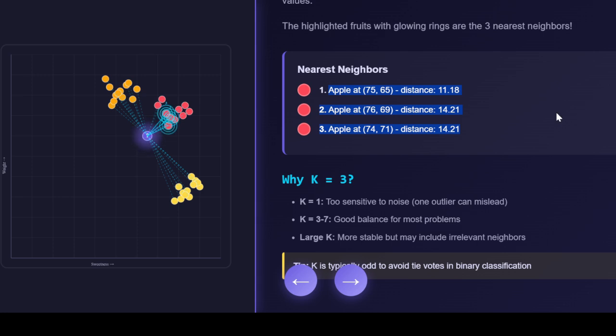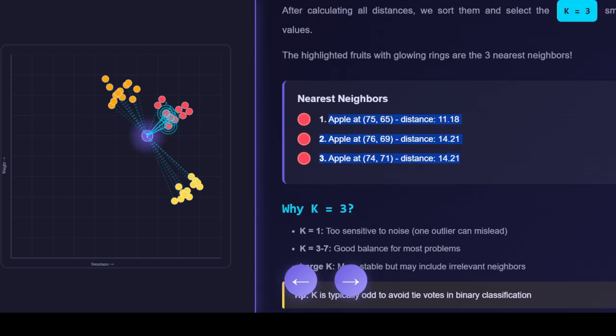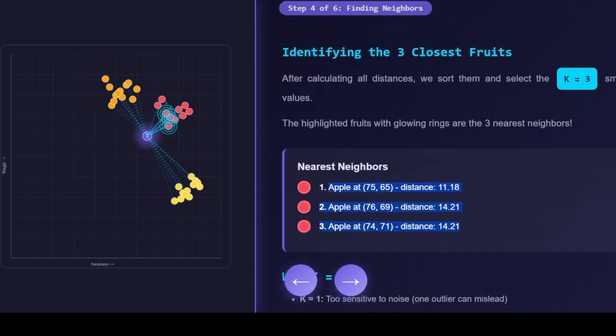A large k means more stability but may include irrelevant neighbors also. In that case, again we have to go for the voting method. What will the voting method tell us? Suppose k equal to 10, and 7 fruits belong to apple and 3 fruits belong to banana. By majority voting, 7 fruits are apple and 3 are banana, so that new data point belongs to the apple category. This is the concept of the k nearest neighbor classifier.